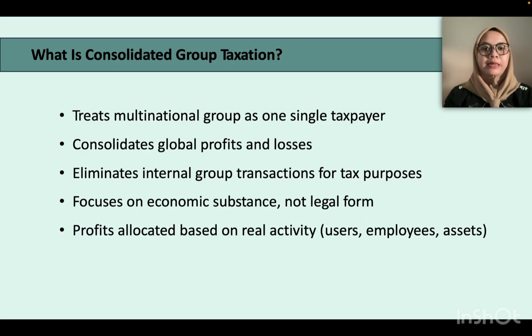Consolidated group taxation treats a multinational corporation as one single taxpayer. Rather than taxing each subsidiary separately, they are treated as a single taxpayer. Under this approach, the group's global profits and losses are combined, giving a clear picture of the company's overall economic performance. Internal transactions between subsidiaries, such as royalties or management fees, are ignored for tax purposes, which removes opportunities for profit shifting. Instead of focusing on complex legal structures, consolidated taxation emphasizes economic substance over legal form. Profits are then allocated to countries based on real economic activity, such as where users are located, employees work, and where the assets are used.